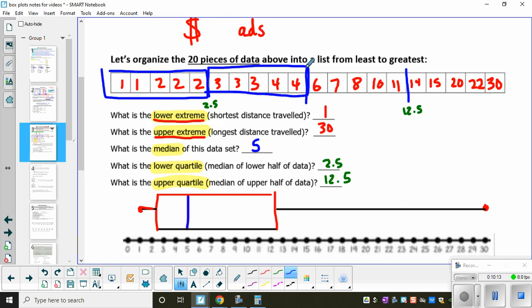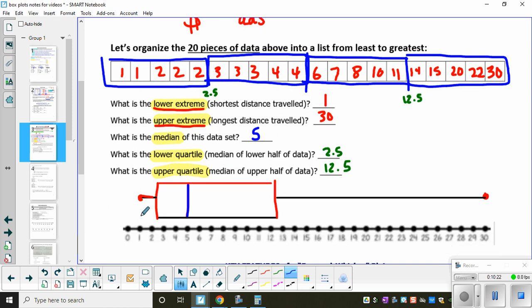We have 4 quartiles. The data is represented on the box and whisker plot down here. From this 1 to this 2.5, that should be a fourth of the data. So this whisker here represents a fourth of the data, from this 1 to 2.5. Look right there: 1, 2, 3, 4, 5 of our numbers, 5 of our 20 data pieces fell in that category. 5 out of 20 reduces to 1/4. So yes, a fourth of the data is represented right here in this whisker.